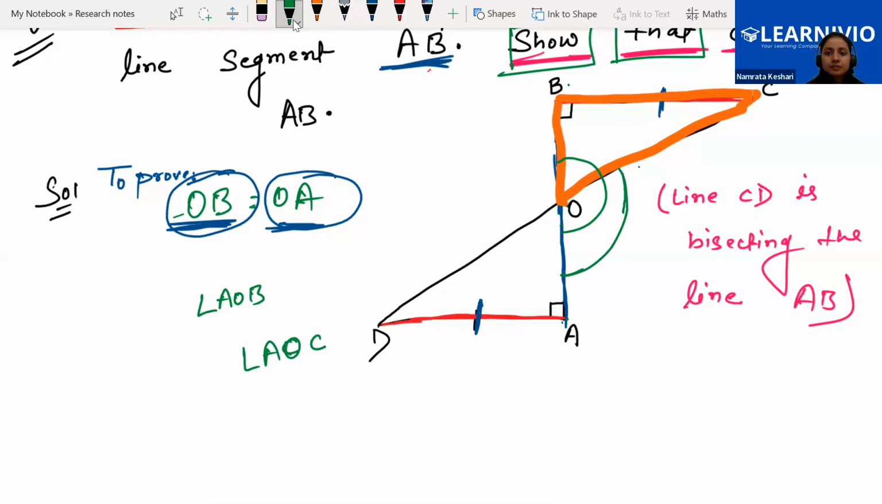Why? I think vertically opposite. No. No. The vertically opposite concept we will be using here, Tejas. But for now, these two angles are not vertically opposite. So vertically opposite means.